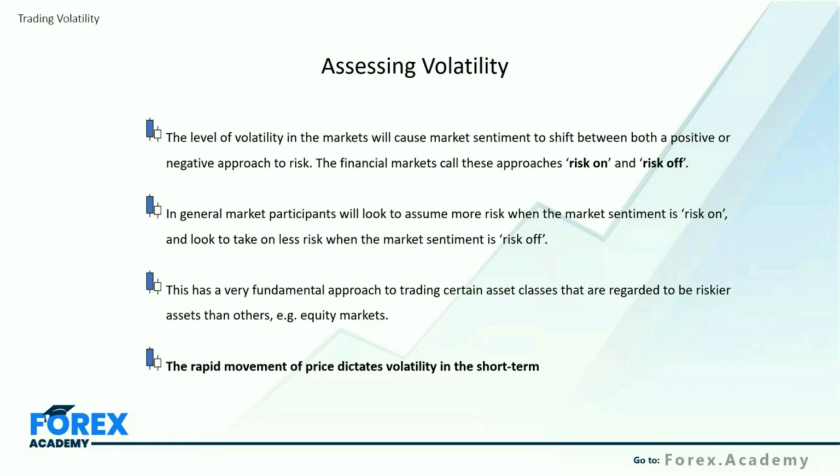This has a very fundamental approach to trading certain asset classes that are regarded to be riskier assets than others. So perhaps equity markets, perhaps the Japanese yen, which we regard as a risk-off approach, and perhaps something like gold or oil, perhaps some of these commodities where we see a sharp level of risk enter the markets. We see money move towards these markets in question. And obviously, in the short term, we see a rapid movement in price. This dictates volatility in the short term, and this actually paves the way for some discussion on short-term trading. A lot of traders or speculators actually enter the markets only based on trying to trade volatility in the short term.